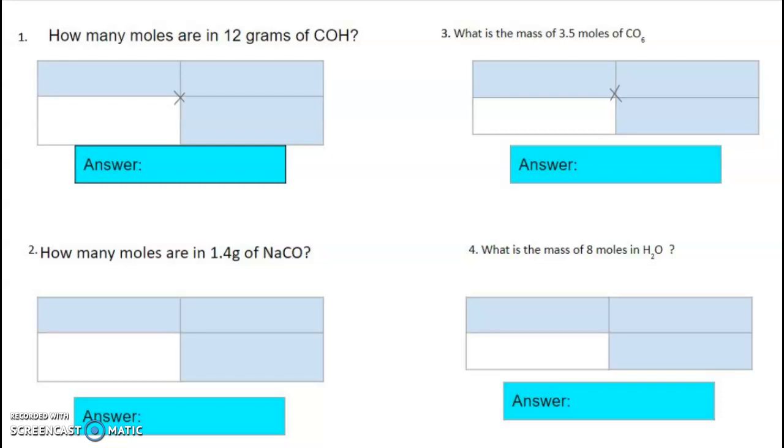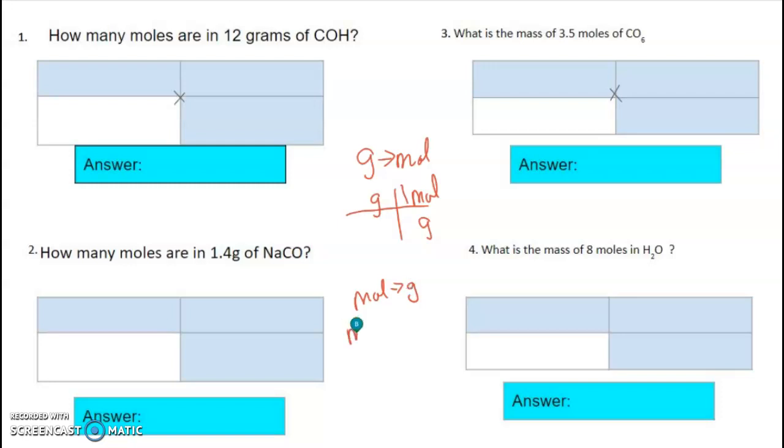So let's go ahead and do a little review for the Unit 4 exam. Right here we have some gram to mole equations or some moles to gram equations. And let's remember that if we are going from grams to moles, that means we're going to start with grams as our given. So we need to cancel out grams and end up with 1 mole on top so our answer can be in moles. And if we're going to go from moles to grams, it's going to be the opposite.